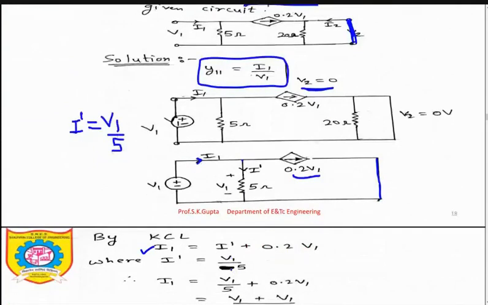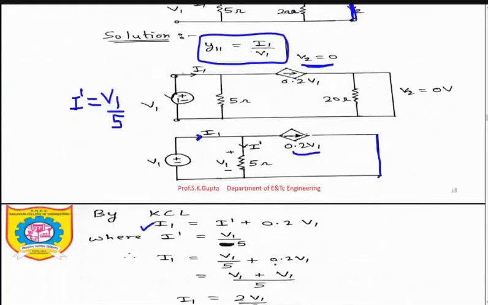So my I1 equals I dash plus 0.2 V1, and I dash is V1 upon 5. Just put here V1 upon 5 plus 0.2 V1. Cross multiply: 0.2 into 5 is 1. So V1 plus V1 whole divided by 5. V1 plus V1 is 2 V1, so I1 equals 2 V1 divided by 5. Bring this V1 here. So Y11 equals I1 upon V1 equals 2 by 5. The unit is mho, an important thing. So this way we have determined Y11.